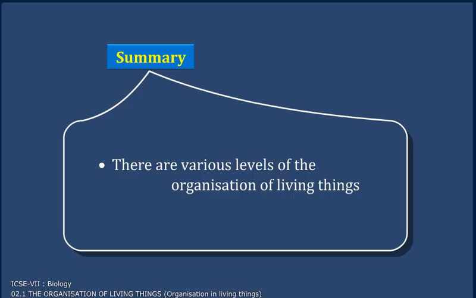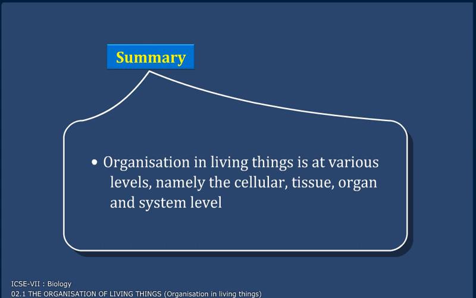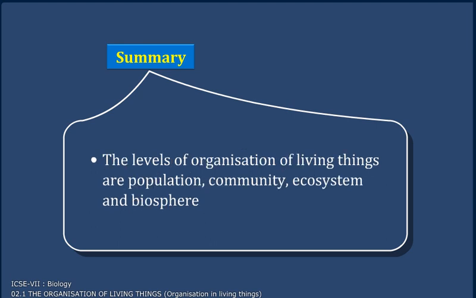Summary: there are various levels of the organization of living things. Organization in living things is at various levels, namely the cellular, tissue, organ, and system level. The levels of organization of living things are population, community, ecosystem, and biosphere.